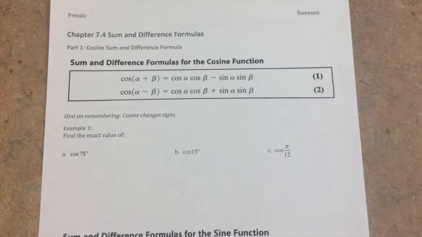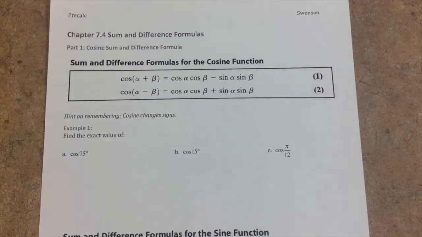So next up in level 7.4, we're going to talk about the sum and difference formulas. These come into play when we have addition or subtraction inside our trig function. And the main ones that we focus on are cosine and sine. There are also sum and difference formulas for tangent, but we will not be covering those. They are just a little more extraneous than we need.